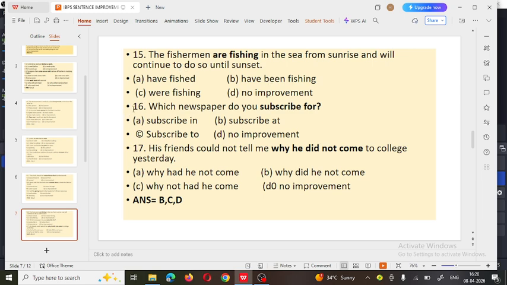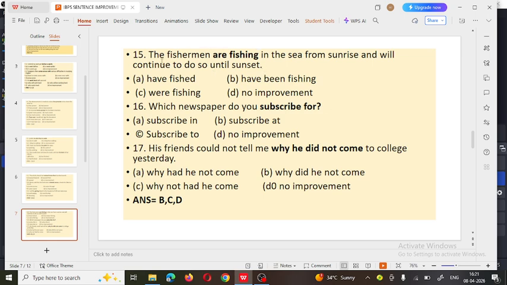So option C would put it in the past tense. But we want to make the sentence so that, when we are delivering it, the action is continuing until sunset. So option B is more appropriate here: present perfect continuous tense. The fishermen have been fishing in the sea. From sunrise, he continued the action till we deliver the sentence, and he will continue it until sunset. So option B is more correct here.